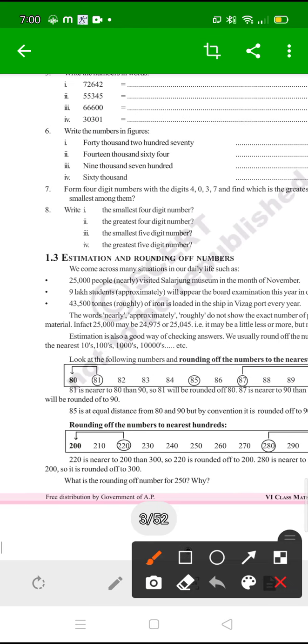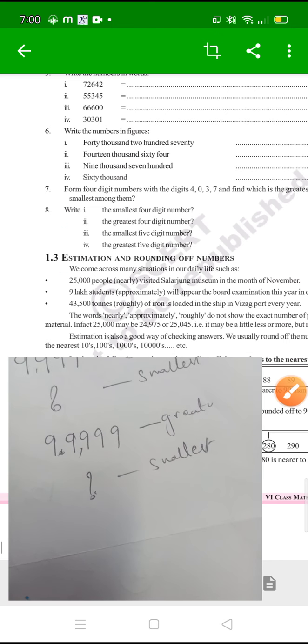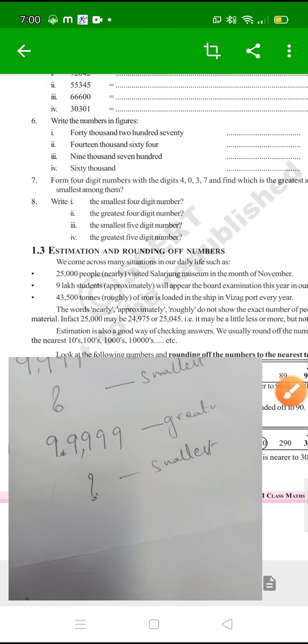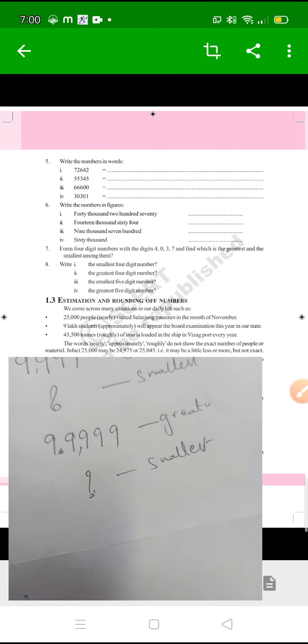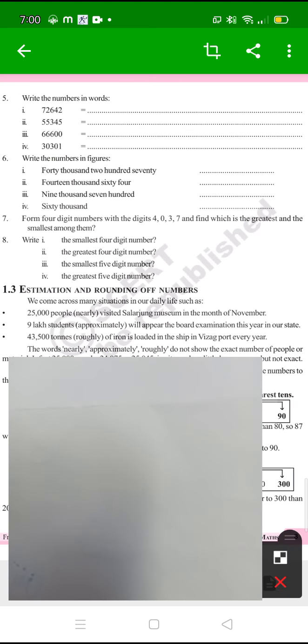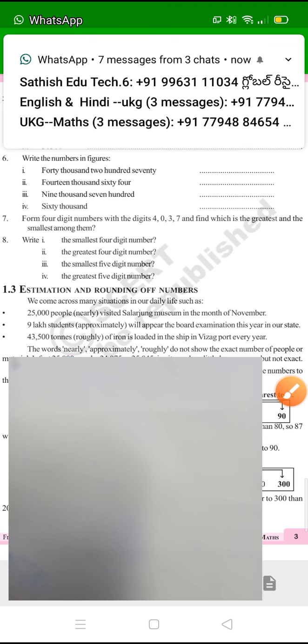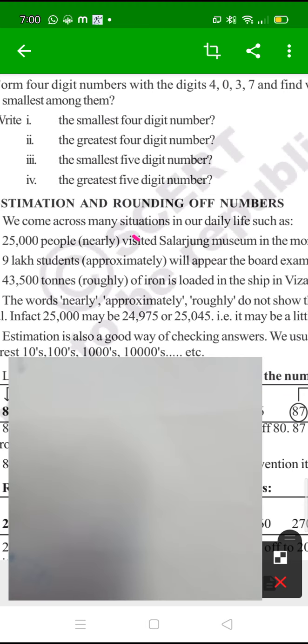Next, estimation and rounding of numbers. Look at this question. This bit's subheading is estimation and rounding of the numbers. We can come across many situations in our daily life, such as, see here, sometimes we say that 25,000 people nearly visited the Salarjung Museum. Here they used the word nearly.